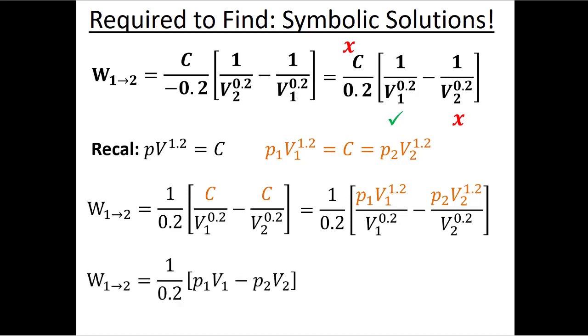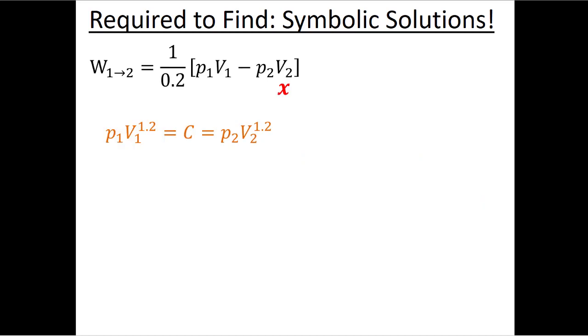Now when I do that, I get that work as we go from 1 to 2 is equal to 1 over 0.2 multiplied by P1 V1 minus P2 V2. I still don't know V2, but now C doesn't appear in my equation at all. So now I've gone from two unknowns to one unknown, and I have a pretty clean looking equation. So now I've got to find V2.